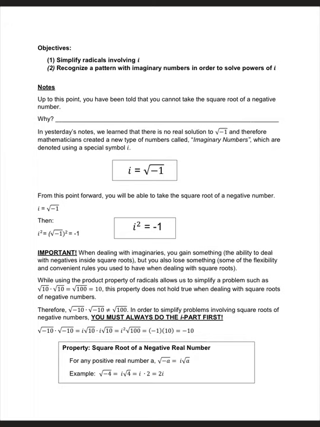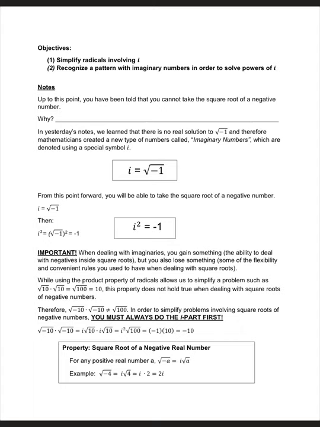Okay, so before we can dive into objective number 1, which is simplifying radicals involving i, first we need to recall what we learned from the notes yesterday, which was up to this point, you have been told that you cannot take the square root of a negative number. Why is that? You can pause the video and think about that for a second.